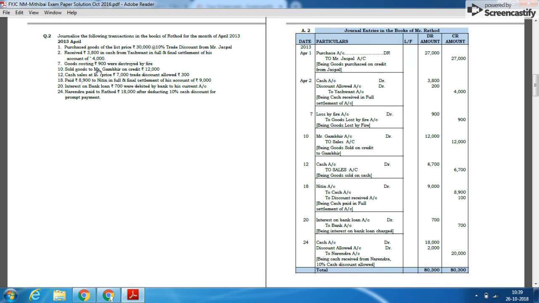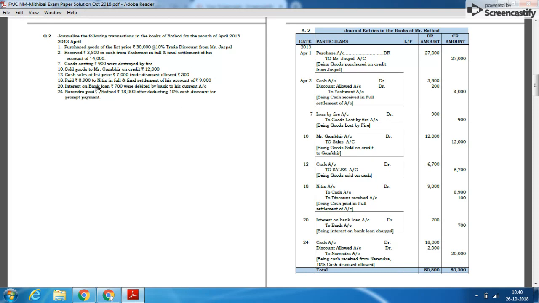Next one. Sold goods to Mr. Gambhir on credit, rupees 12,000. So this is pretty simple. The entry would be Gambhir account debit to sales, 12,000 rupees. Cash sales at a list price of 7,000 and trade discount allowed 300. You know, trade discount is never recorded in the books of accounts, which means the entry will be passed with the net amount, which is 6,700, and the entry will be cash account debit to sales account, 6,700.